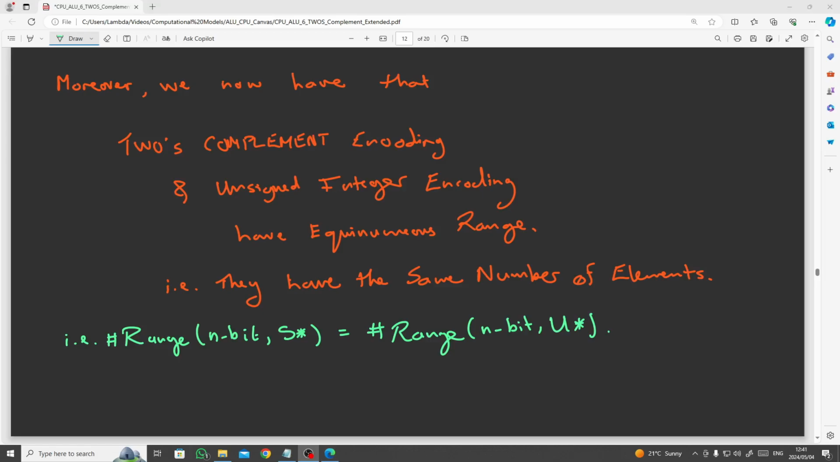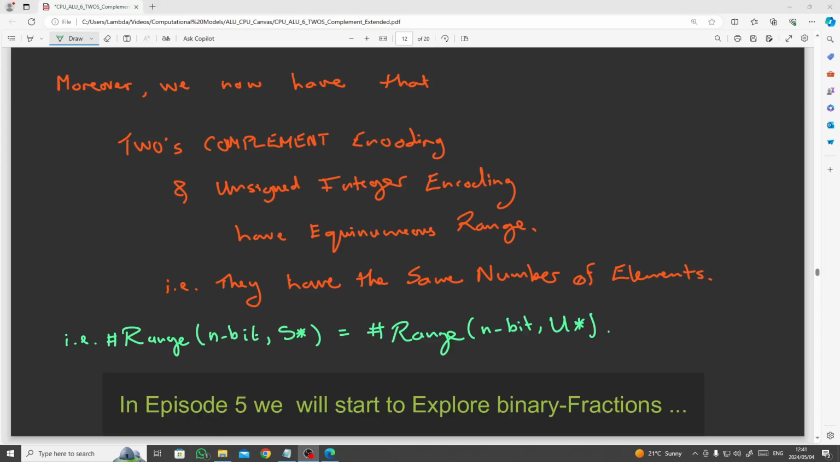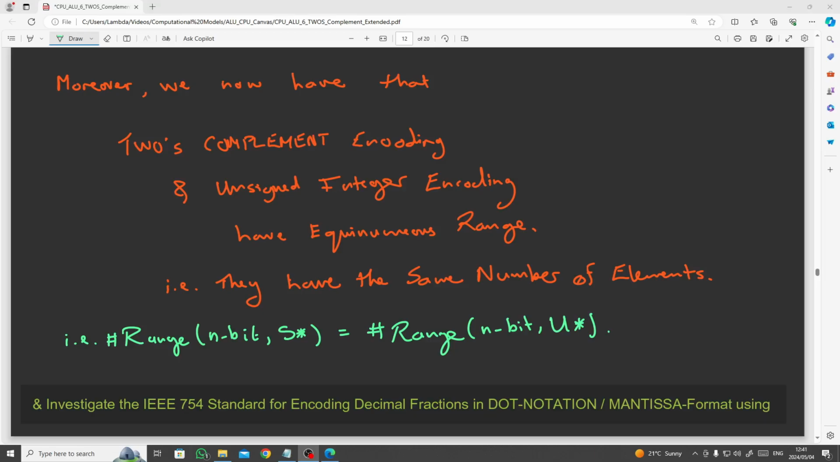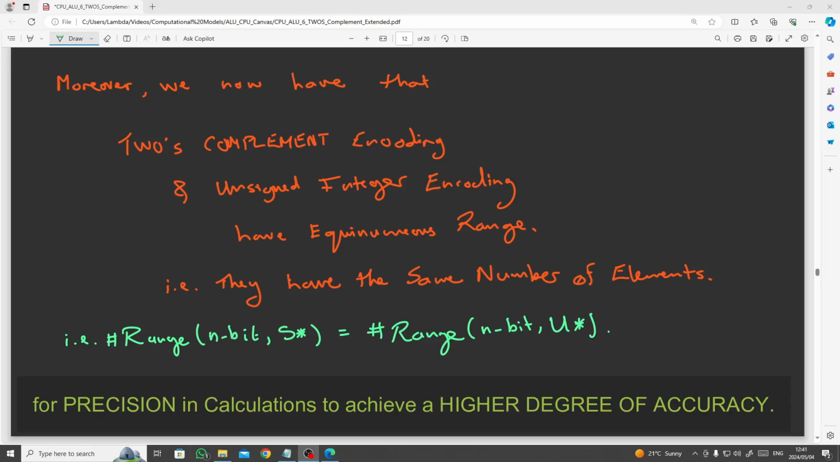This brings us to the conclusion of episode 4. In episode 5, we will start to explore binary fractions and investigate the IEEE 754 standard for encoding decimal fractions in dot notation or in mantissa format, using floating point and double data types to approximate recurring fractions as well as the real number system for precision in calculations to achieve a higher degree of accuracy.